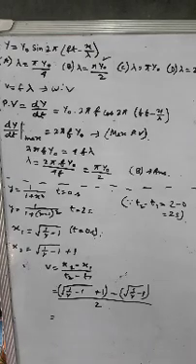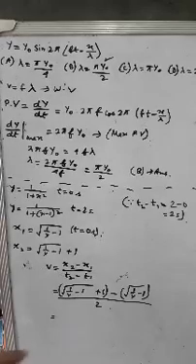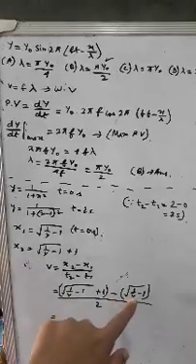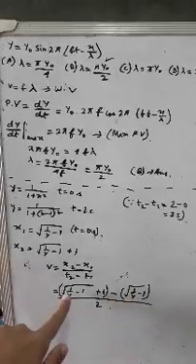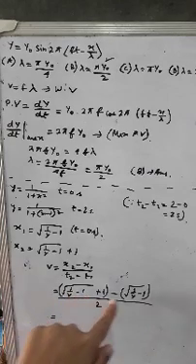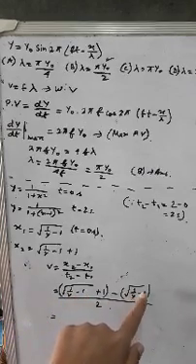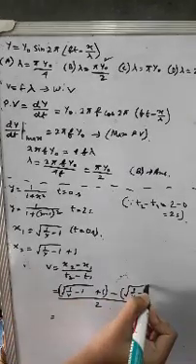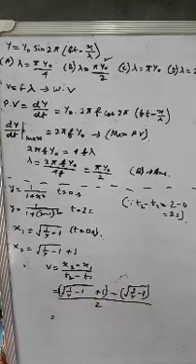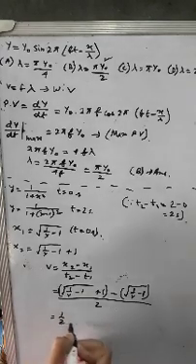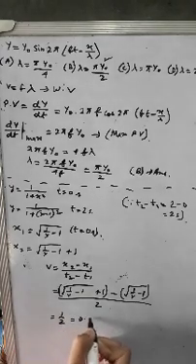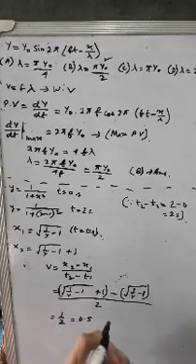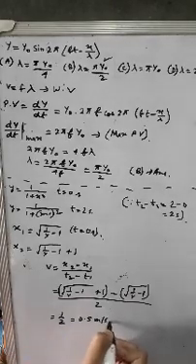See, this and this will get cancelled. Root 1 by y minus 1, here also we are getting root 1 by y minus 1. This 1 is also under the root. So both the terms will get cancelled and you will be left with only 1 by 2. So 1 by 2 means what? 0.5 meter per second, isn't it?